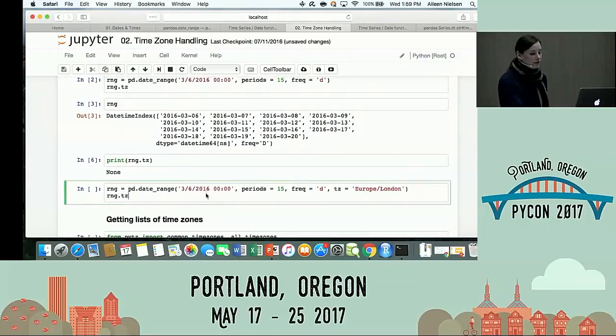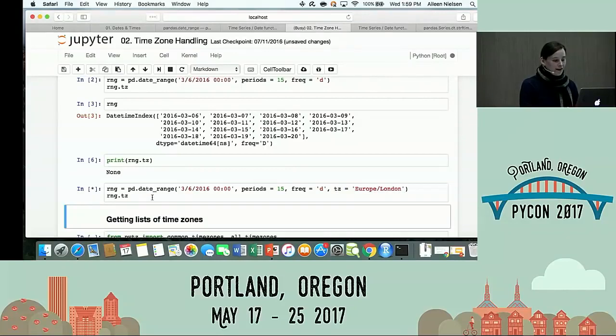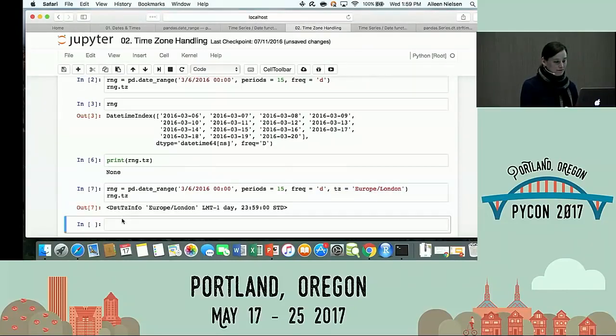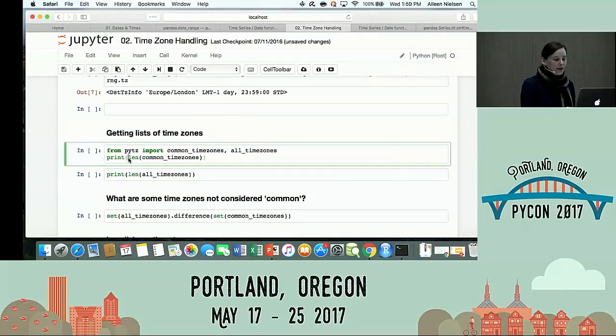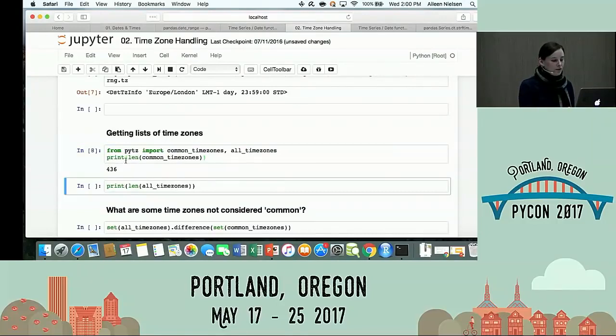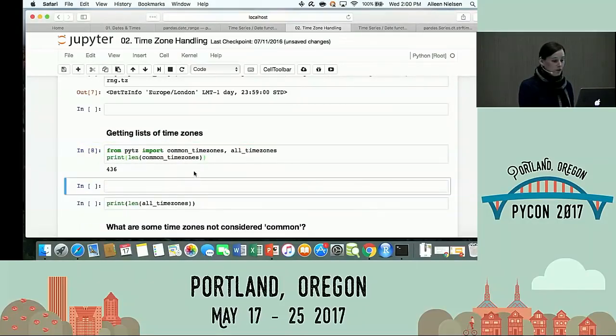On the other hand, if you do, it's really easy. You can just put it in your constructor as a tz. And there's your time zone, right? So that is very easy to do. If you are ever unsure of what time zone you want or how it should be spelled, you can use the pytz package. It's very easy to get common time zones, of which, according to the package, there are 436.